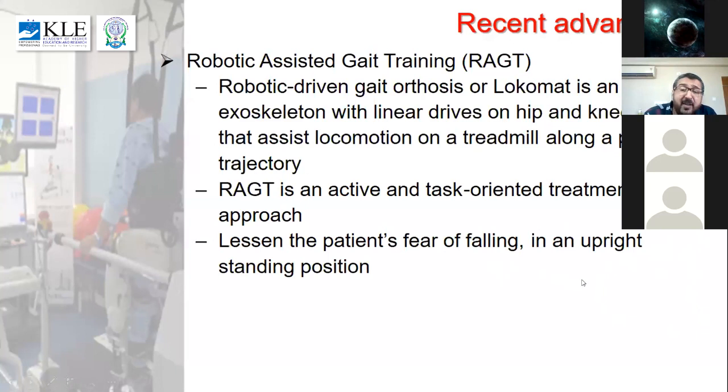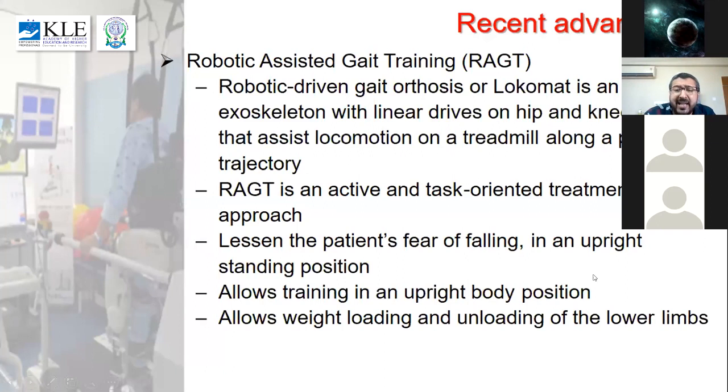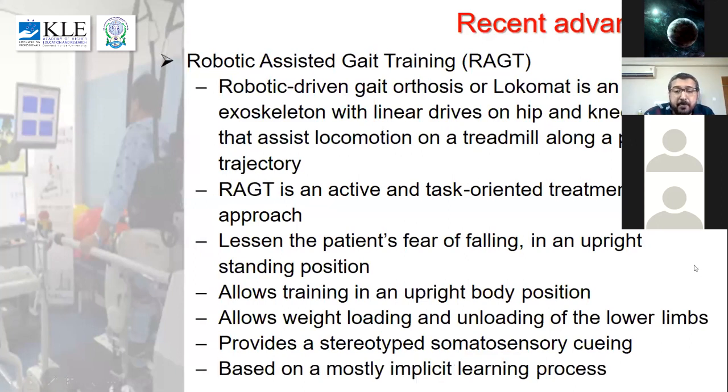Fear of fall anyway will be less if the patient is suspended on a harness and within the parallel bars or within the treadmill. It also allows the patient to maintain the upright posture and weight bearing, and these kinds of devices will also provide somatosensory cueing, a stereotyped somatosensory cueing, when you make the patient walk with Lokomat or similar devices. And it's basically based on an implicit learning process.